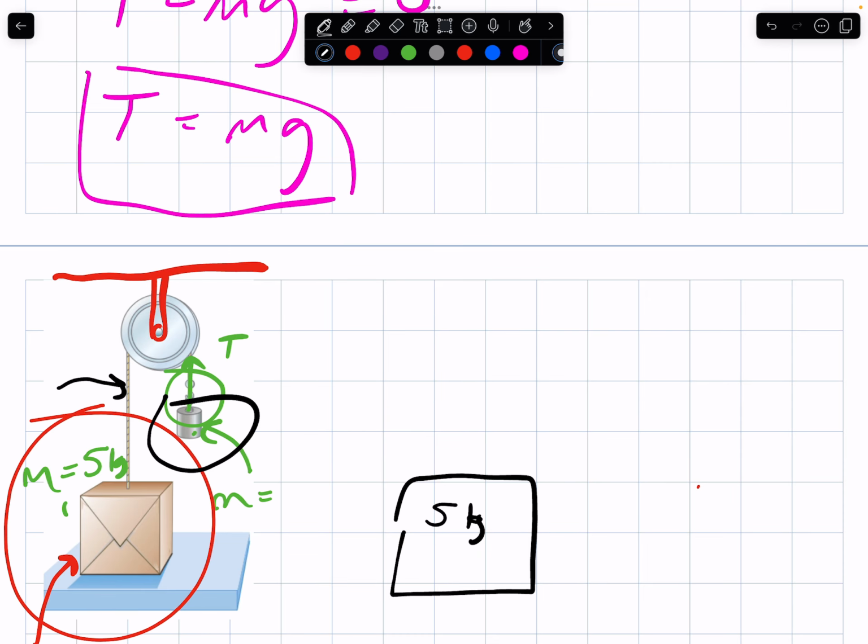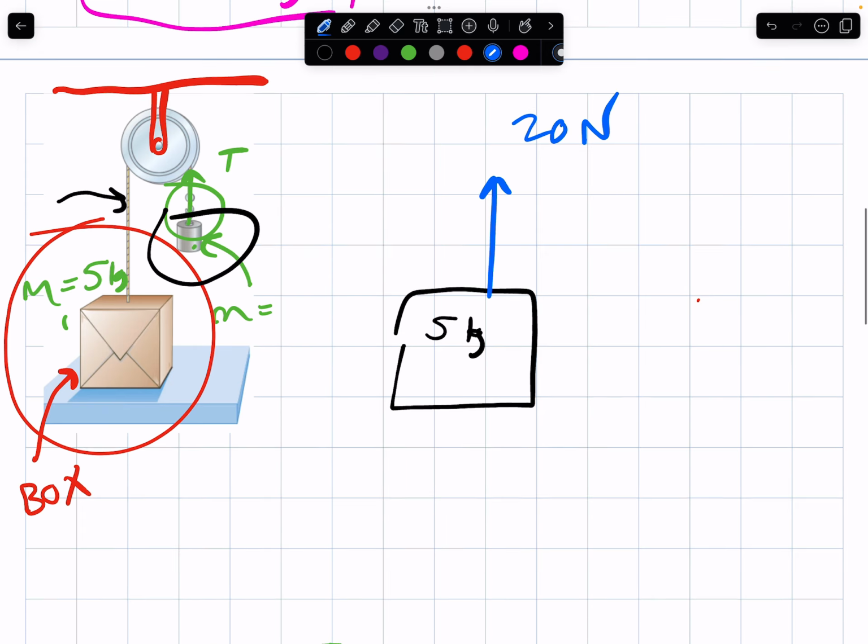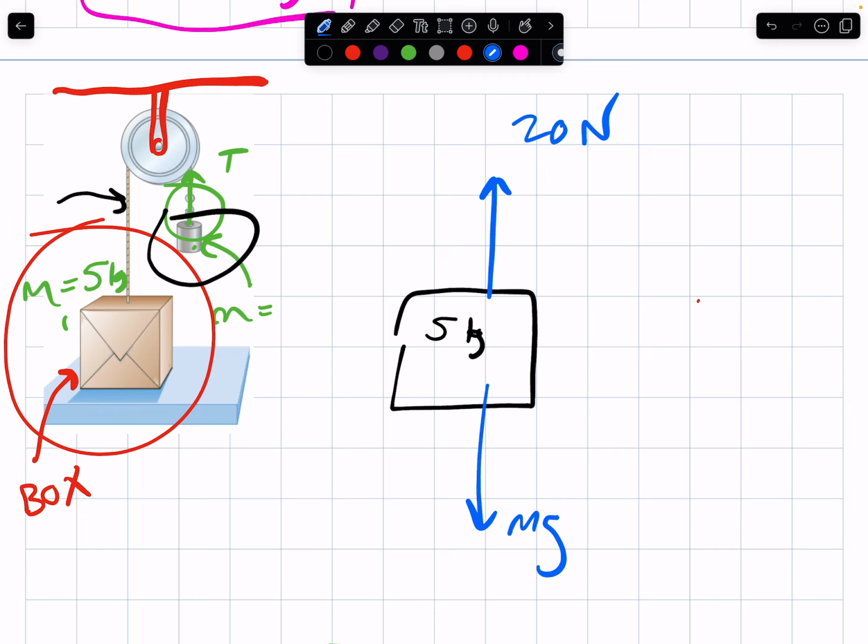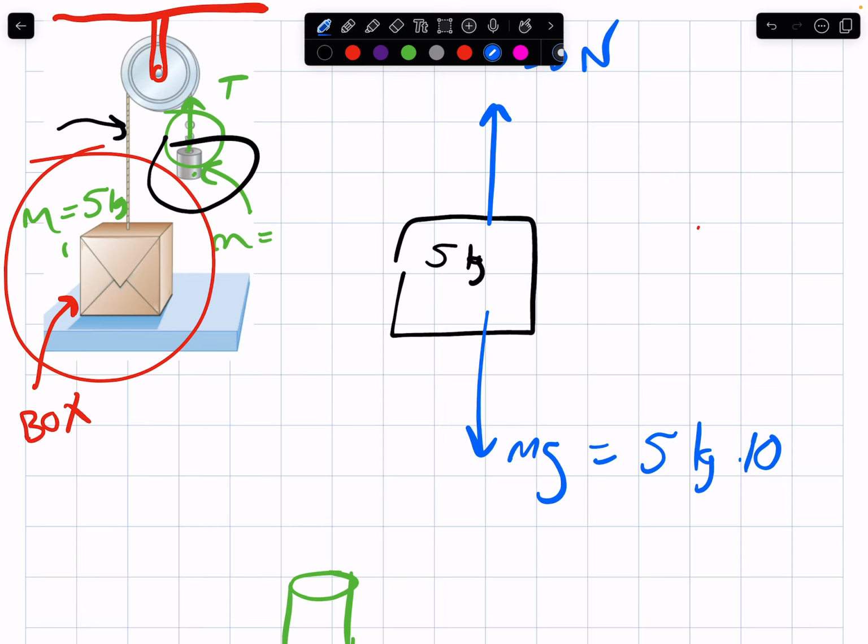So there's an upward force here of 20 newtons. And then also there's the weight of the box acting down. That's the force of gravity on the box. That's mg. So that is equal to 5 kilograms times 10 meters per second squared. So the downward force caused by gravity is 50 newtons. So there's 50 newtons down, there's 20 newtons up, and you'll notice those are not the same force, right?